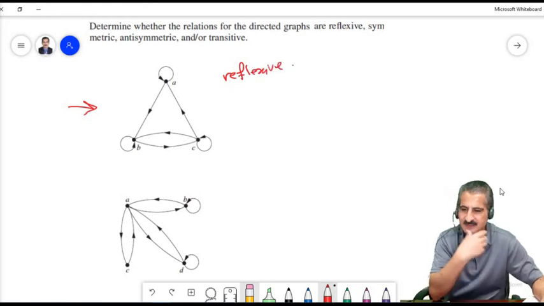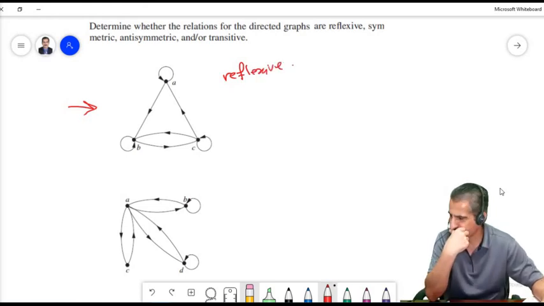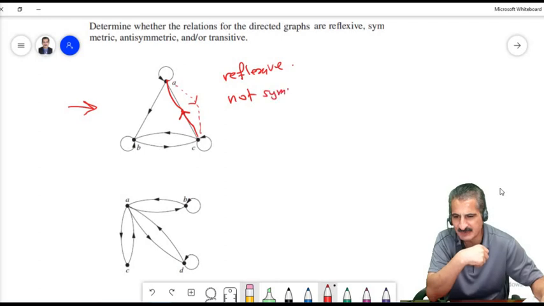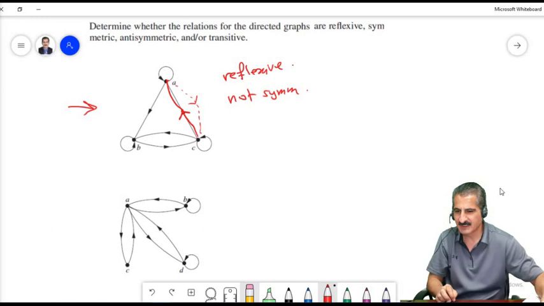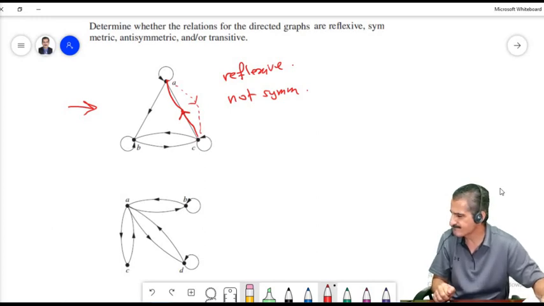Is it symmetric? It is not symmetric because C is going to A, but we don't have an arrow going the opposite way, so not symmetric. Is it antisymmetric?